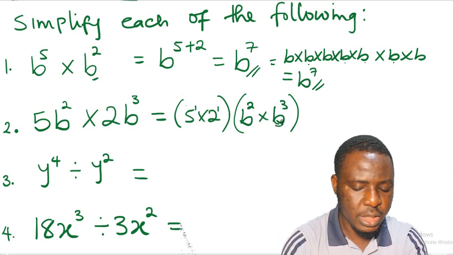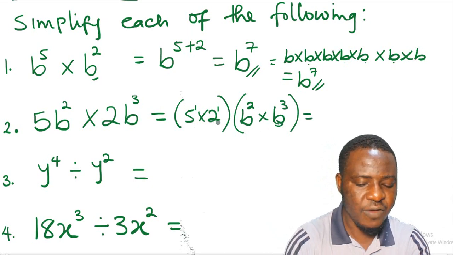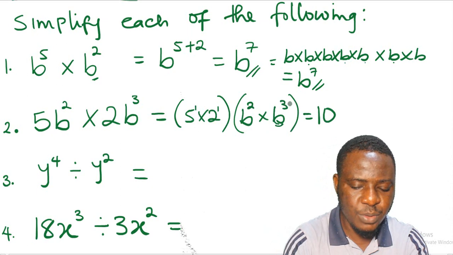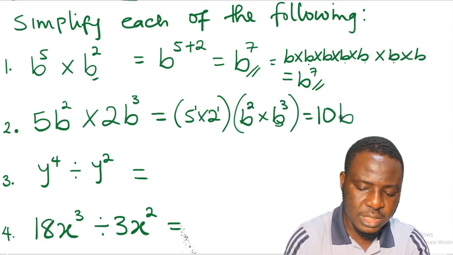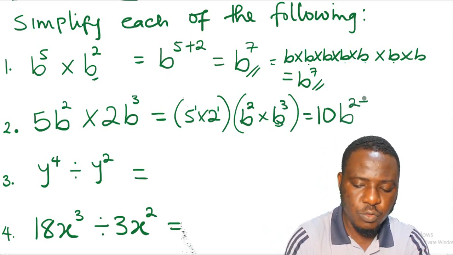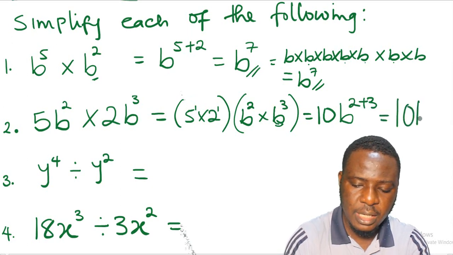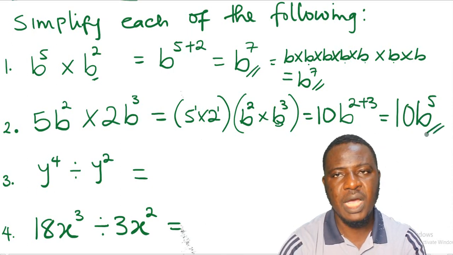Okay, so this is going to be 5 times 2 is 10, and b raised to the power of 2 times b raised to the power of 3, the law of indices says is equal to b raised to the power of 2 plus 3, and this will be equal to 10b raised to the power of 5. I hope you are following.